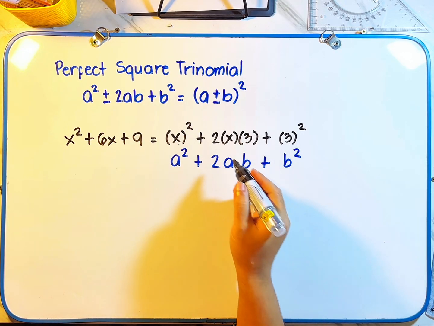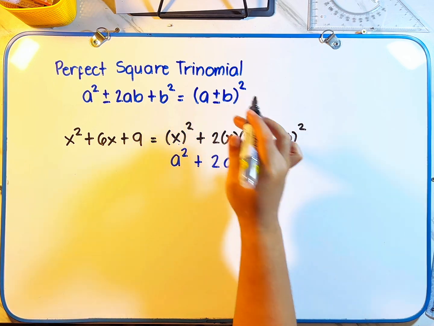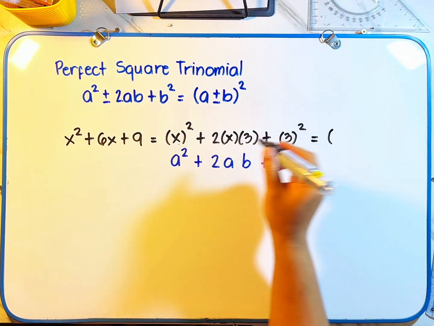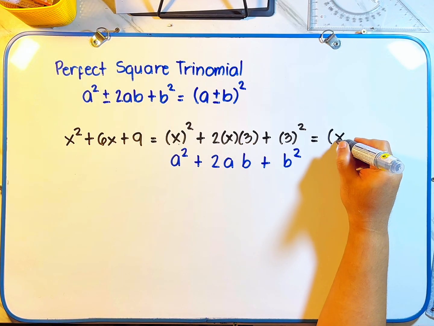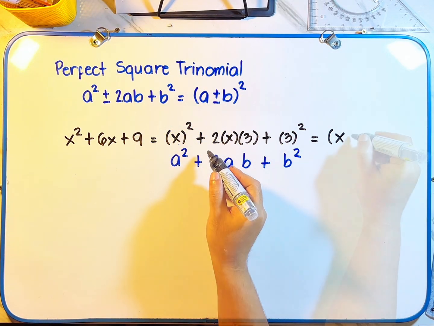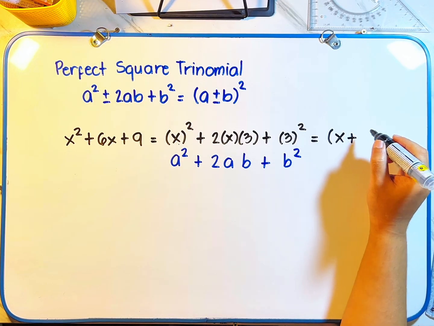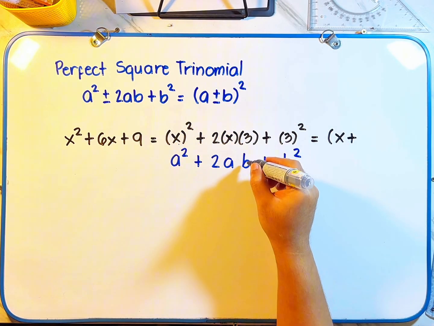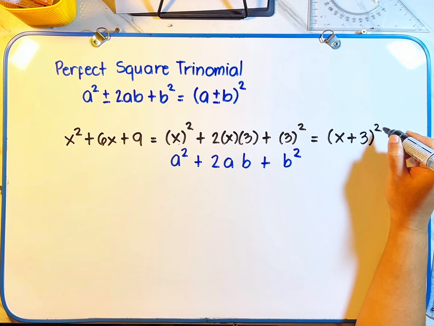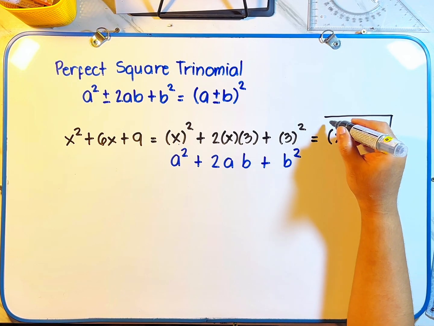So, the factored form of this, let's follow the formula above. We have a, our a is x, and then plus or minus, we will use plus because we have a plus here. And then b, our b is 3. And then squared. That's it.